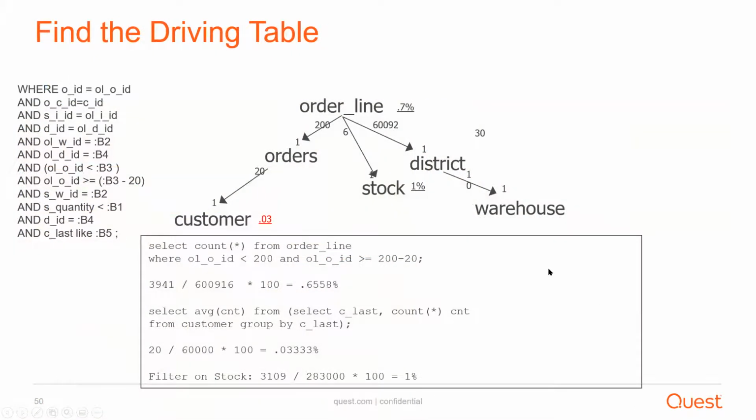So let's try to find the driving table. And this is why I chose this query, because it has more relationships. So we've got order line as our detail table. It'll look up into orders, and it'll look up into customers. And it'll look up into stock, and it'll look up into district. District has a lookup into warehouse. So you can kind of see that.